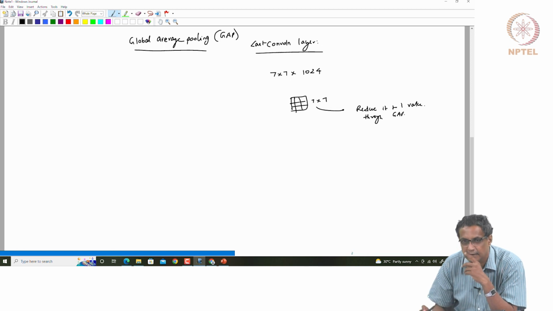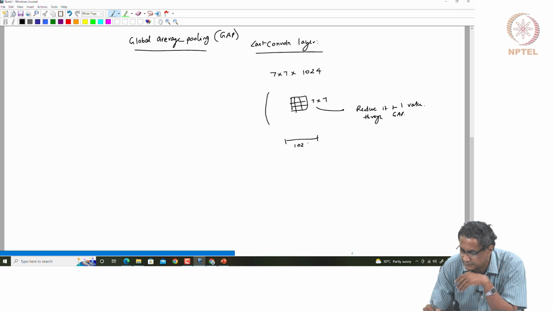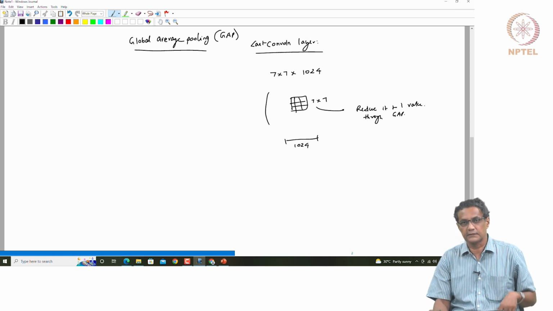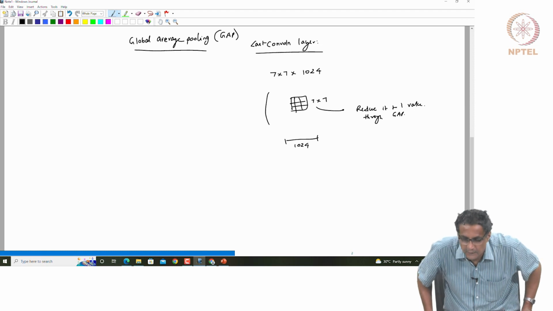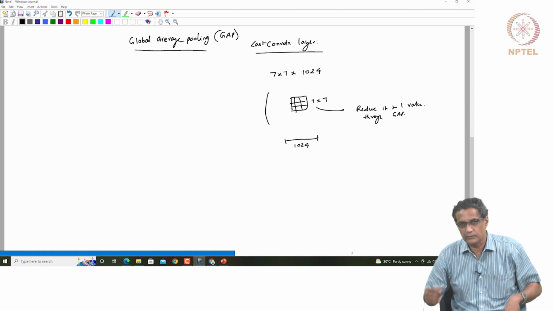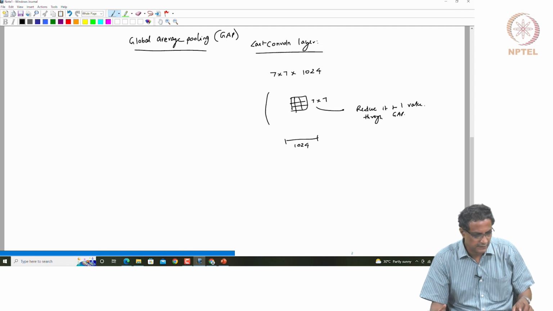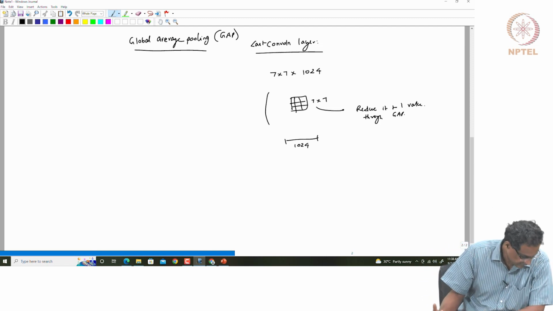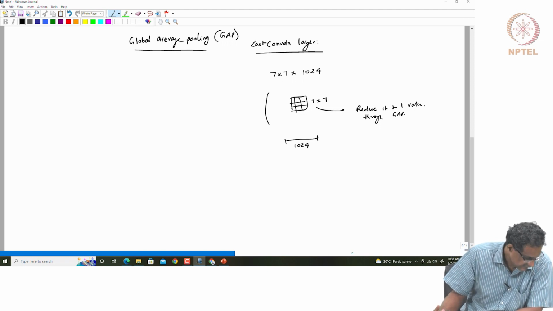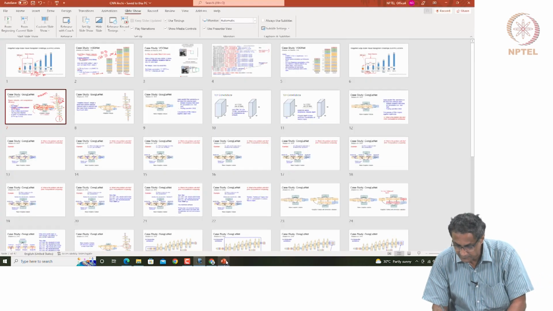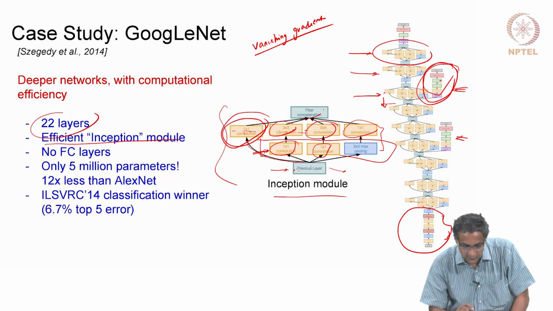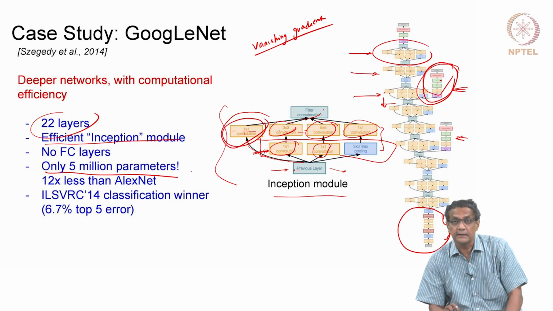That way, this whole thing reduces to a 1024 dimension instead of 49,000. Now it is just 1024, and this 1024 then goes into the FC layer. That is why, if you look at the parameters, this one has far fewer. Let me see where I have the parameters for GoogleNet. I think it's about 5 million, if I'm not mistaken. Let's see in the figure. Yeah, only 5 million.